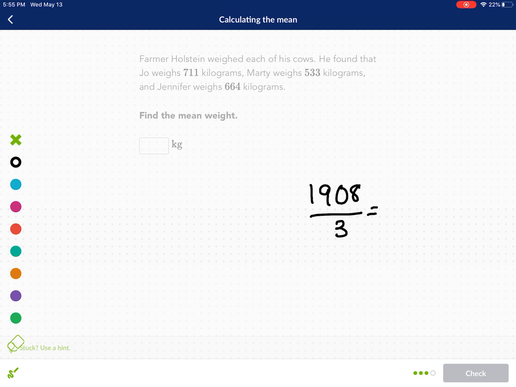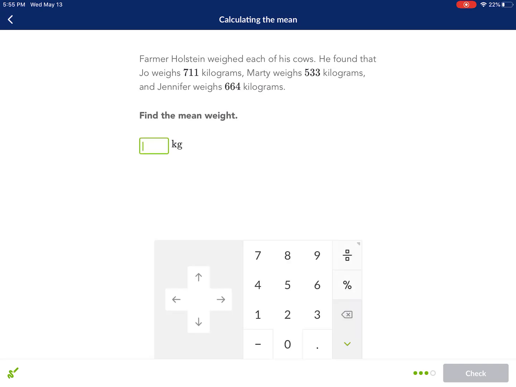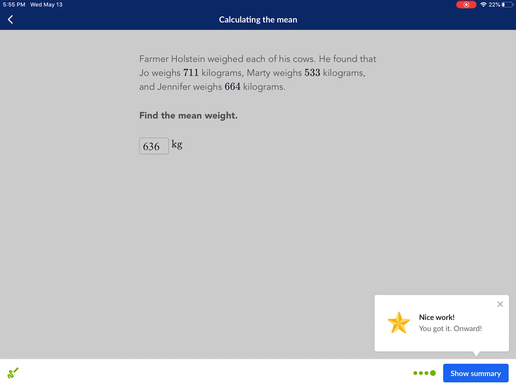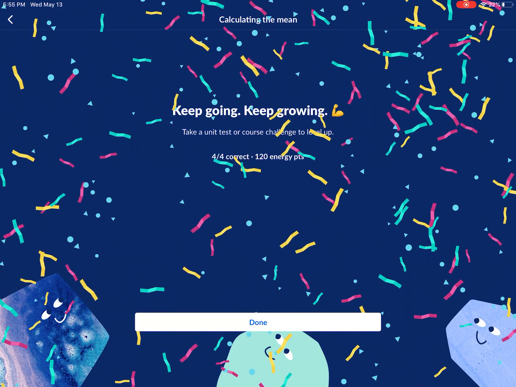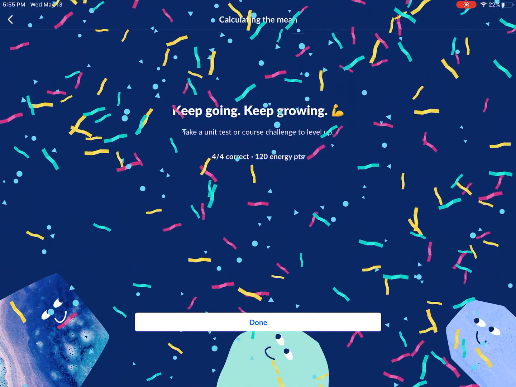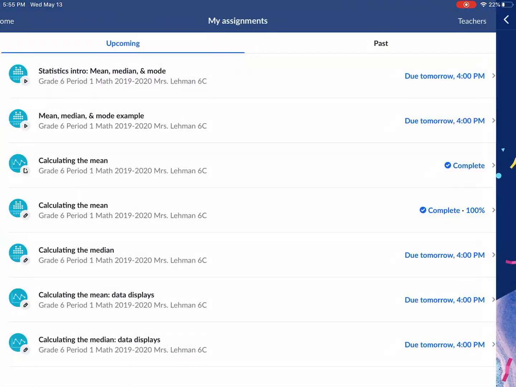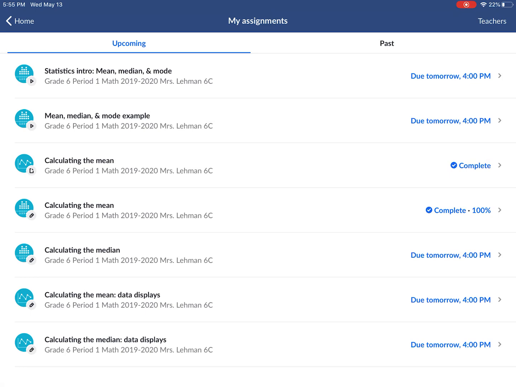He had 3 cows, so we're dividing it by 3, and that's how we get 636 kilograms is the typical weight for one of Farmer Holstein's cows. So 636, check it. All right, let's go on to the next one. And again, make sure that volume's up for that. You get some energy points, yay, yes. All right, and you can see in the 4th row down, complete 100%.